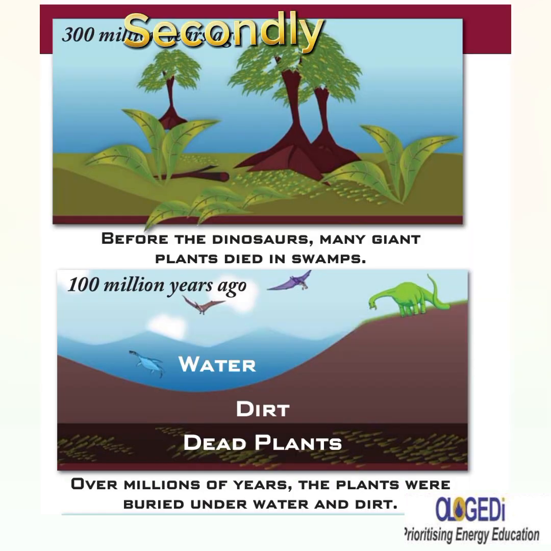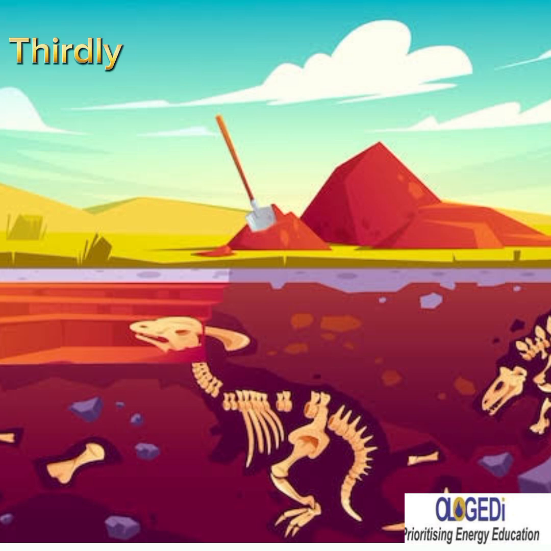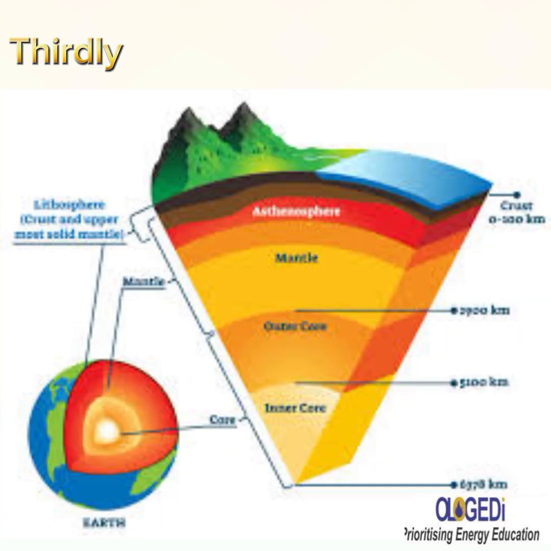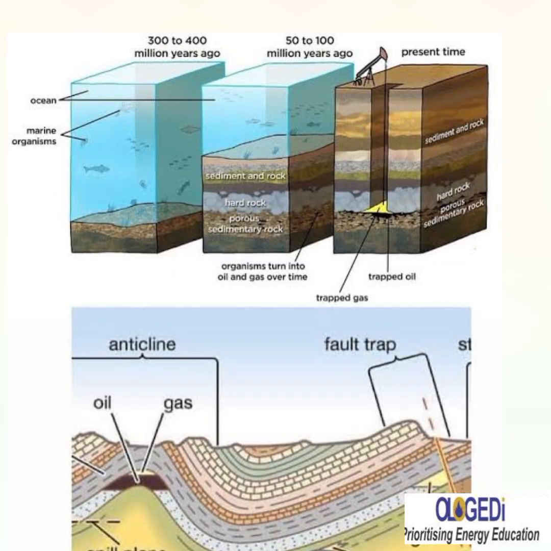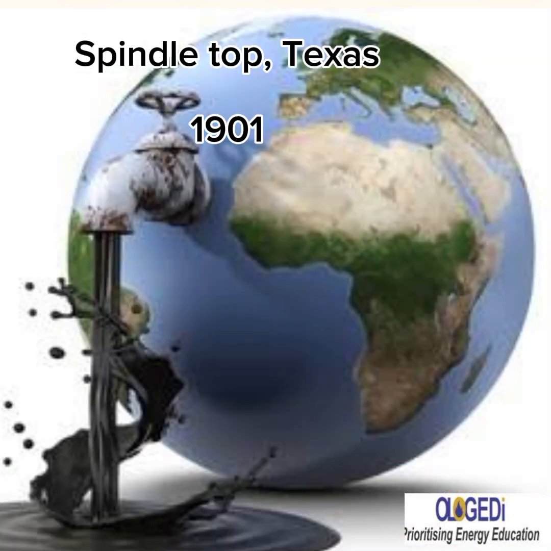Now, let's do a quick recap. First, we need organic matter like plants and animals. Secondly, add pressure and heat from the earth layers. Thirdly, wait millions of years for oil to form. Now, let's travel across the world and learn where oil is found.